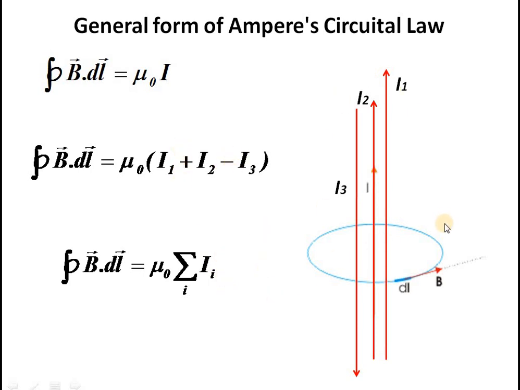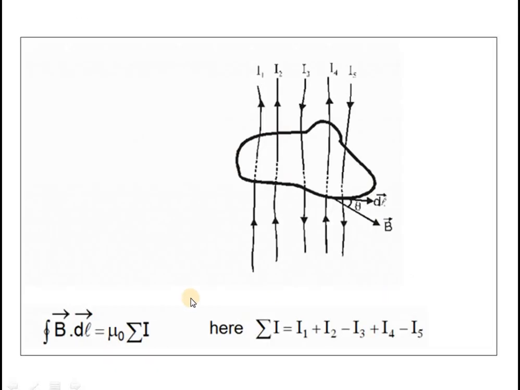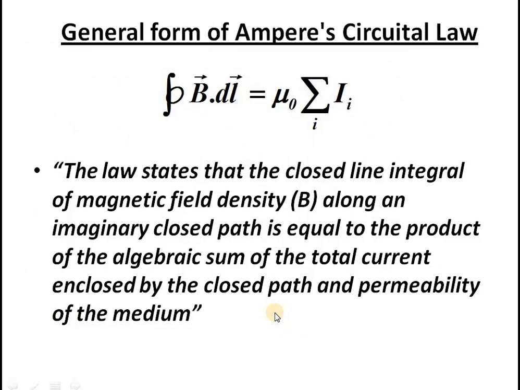That is why this example is shown here. Again, a more generalized perspective is shown here: a diagram with numerous currents in different directions. Then your Ampere circuital law can be written like this, with this summation, and it assumes this form. From that explanation it is clear. So this is the general form of Ampere circuital law.